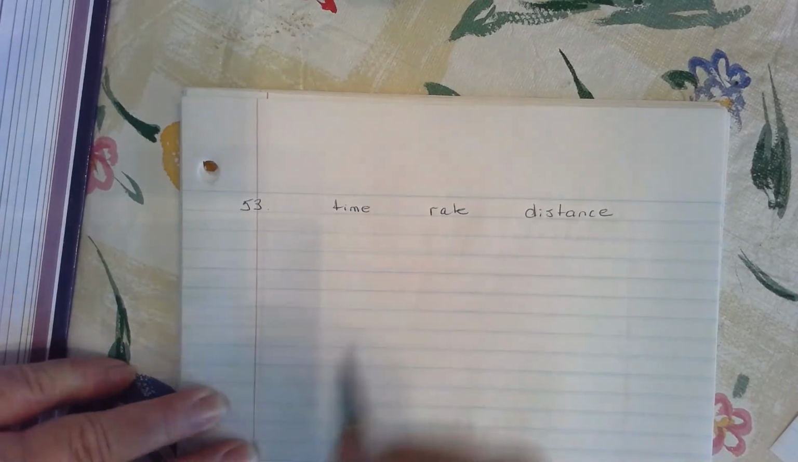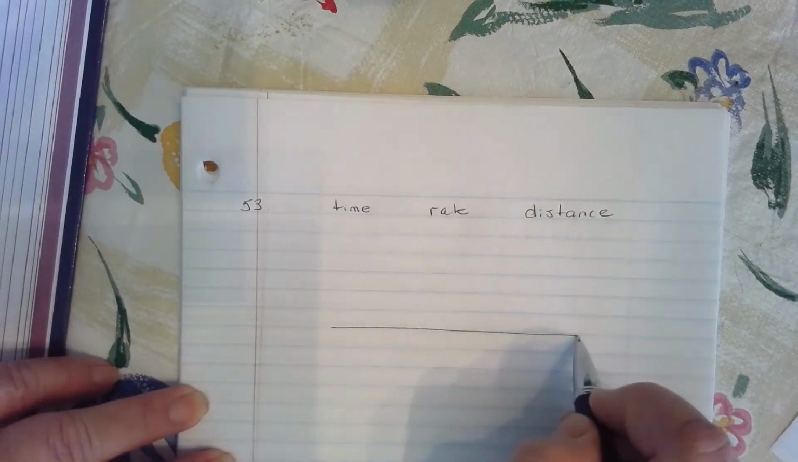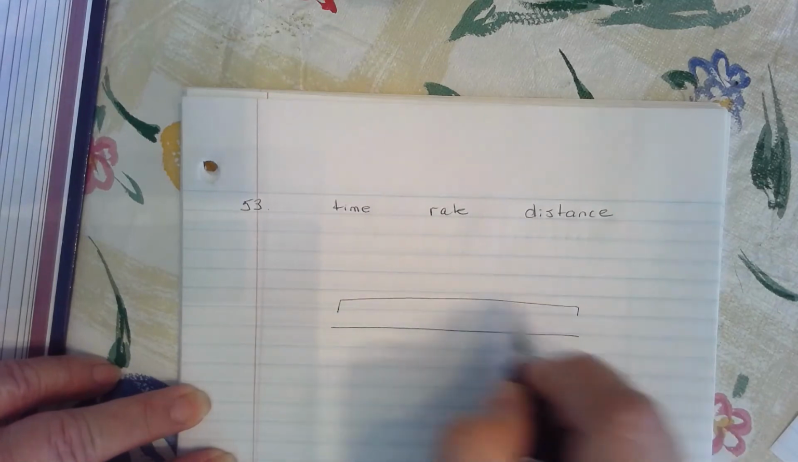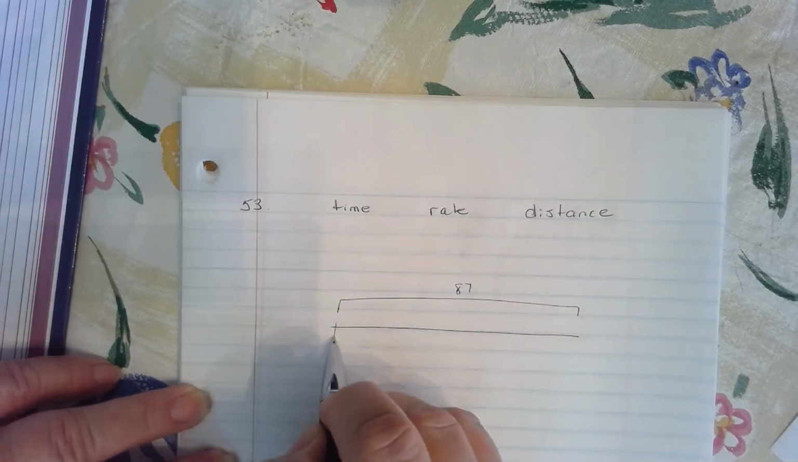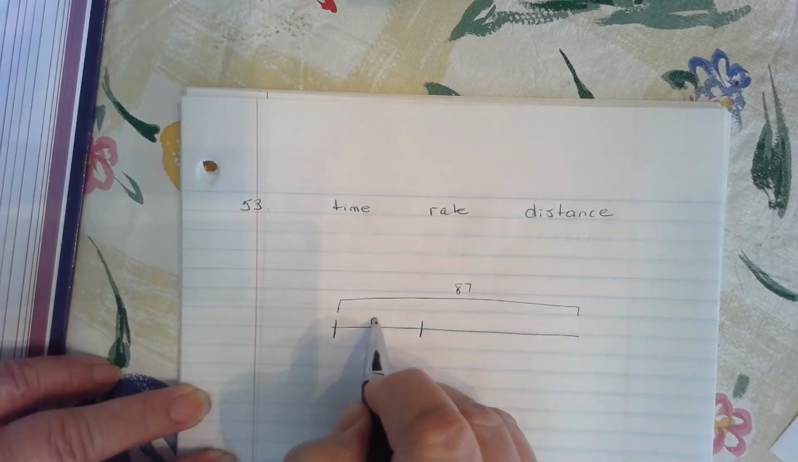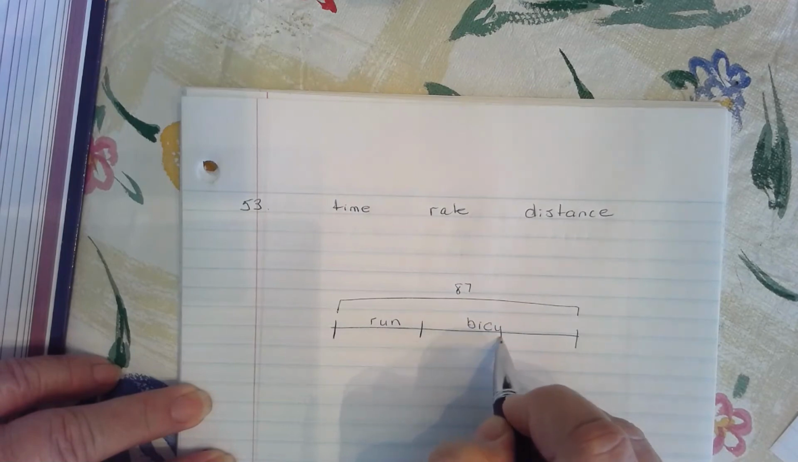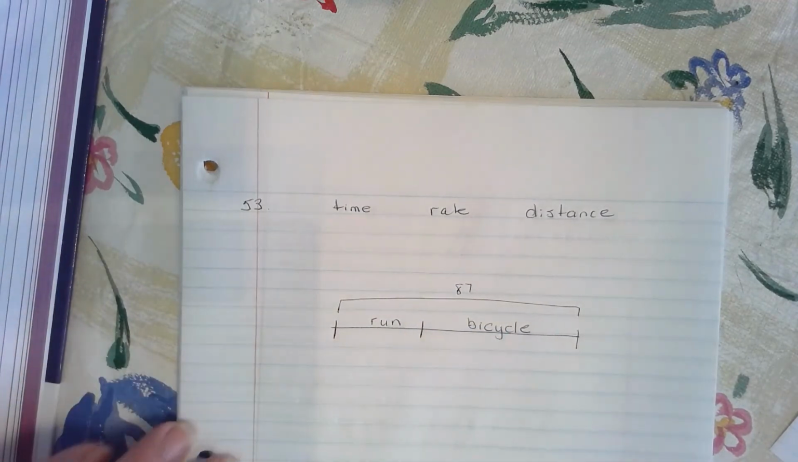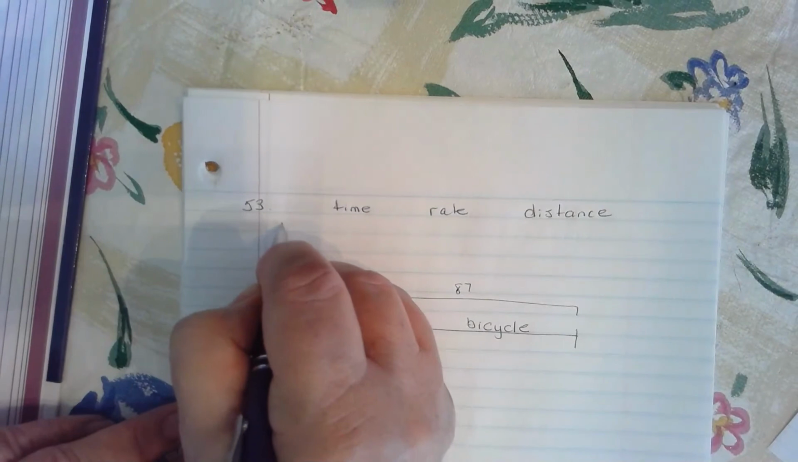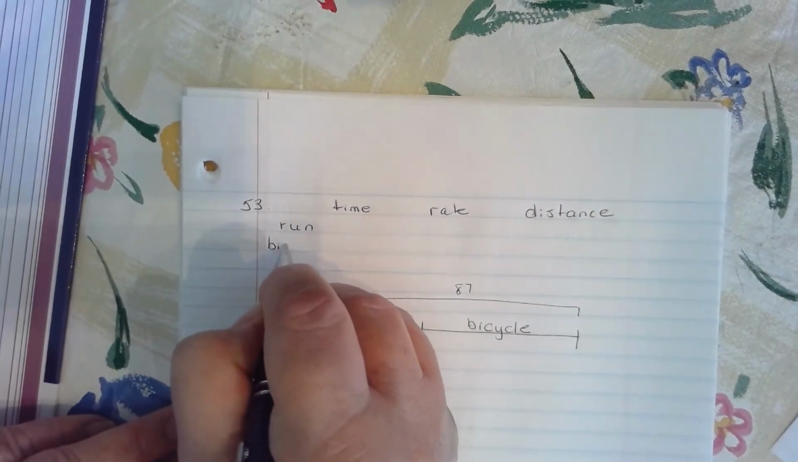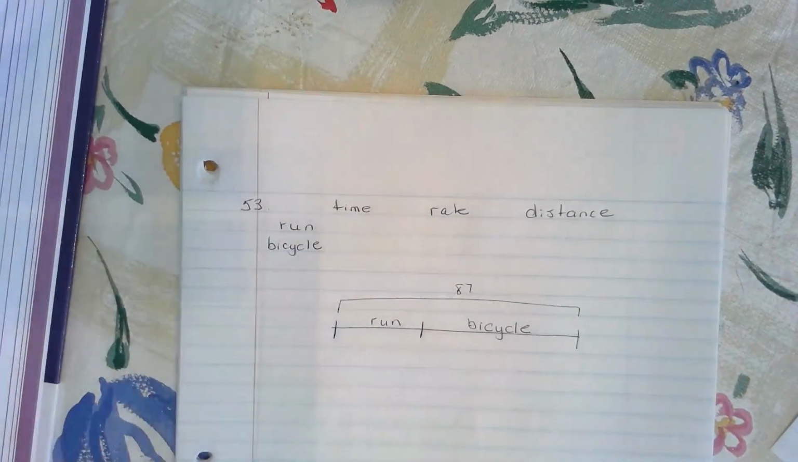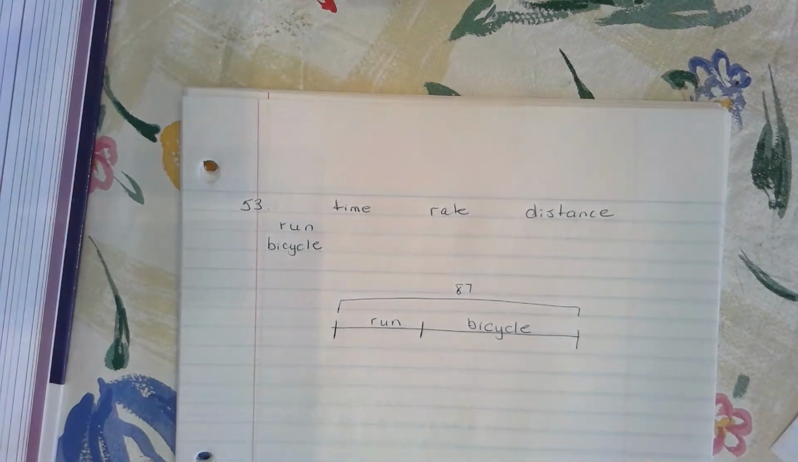In this one, you're going to be in a biathlon. The biathlon is 87 miles. And you're going to start and do part of it with running, and then you're going to finish it up with riding a bicycle. Okay? So I'm going to put up here run and bicycle. Now, let's see what we can find in the problem.